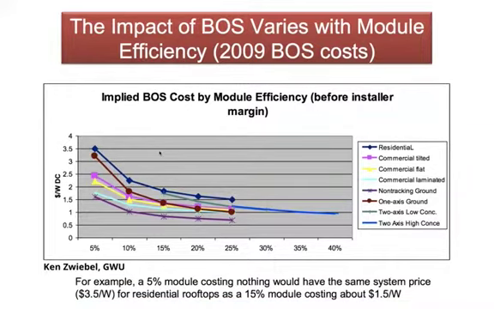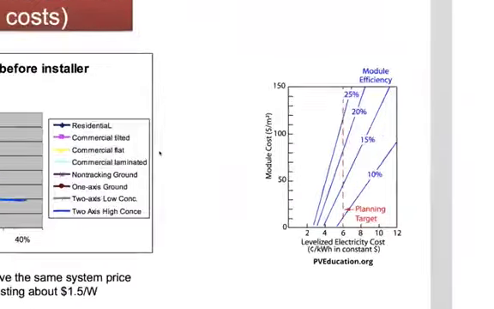But what's really remarkable is actually what's pointed out at the bottom of the slide. If you take a 5% module, which let's say you give it away for free, it would have the same system price, $3.50 per watt for a residential rooftop, as a 15% efficient module costing about $1.50 per watt. So what that means is that the efficiency can have a huge impact on the price of power generated. So it's a very, very important factor.